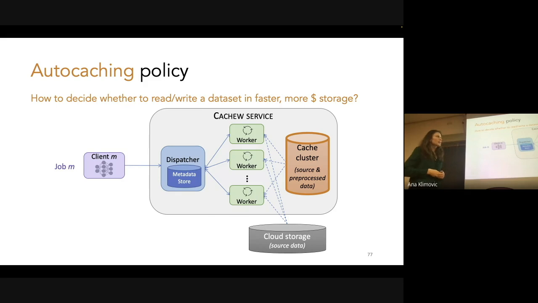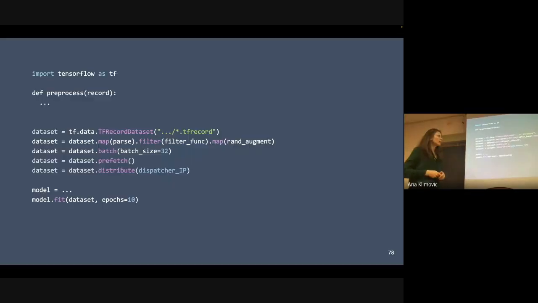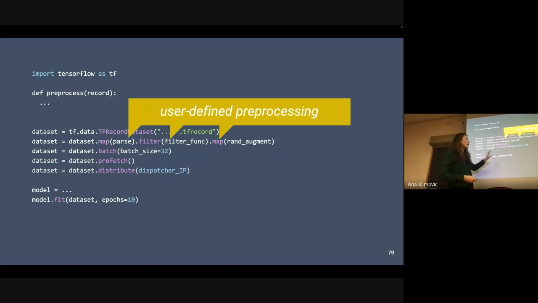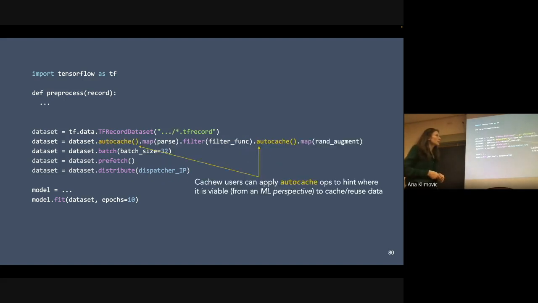So how do we decide when something is actually beneficial to cache? I said that deciding what can impact accuracy and so on is a bit difficult. So what we do is we ask users to give us hints. Here's an example of a slightly more interesting input pipeline where there's some data processing that is deterministic, followed by this rand augment, which introduces randomness. And what a user can provide is their candidate caching locations.